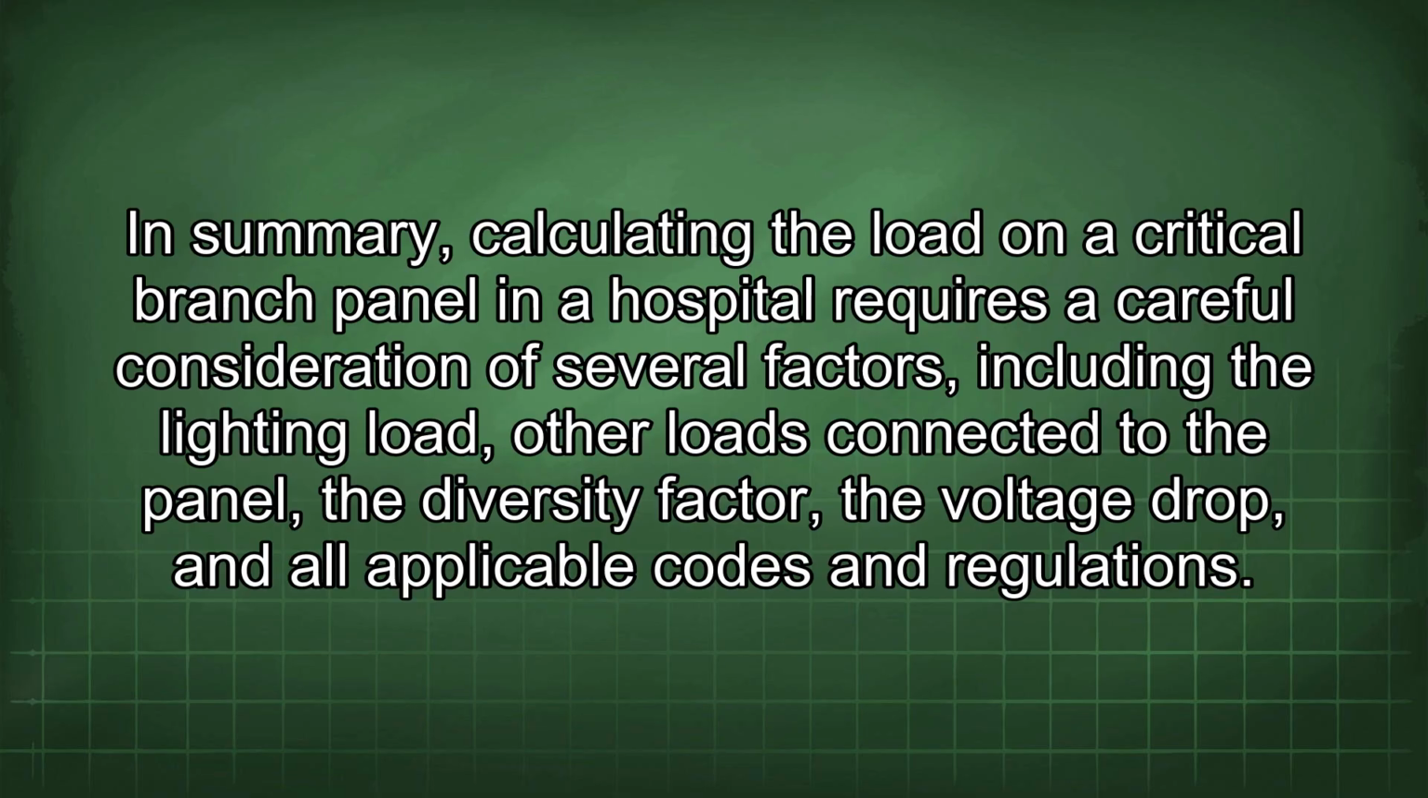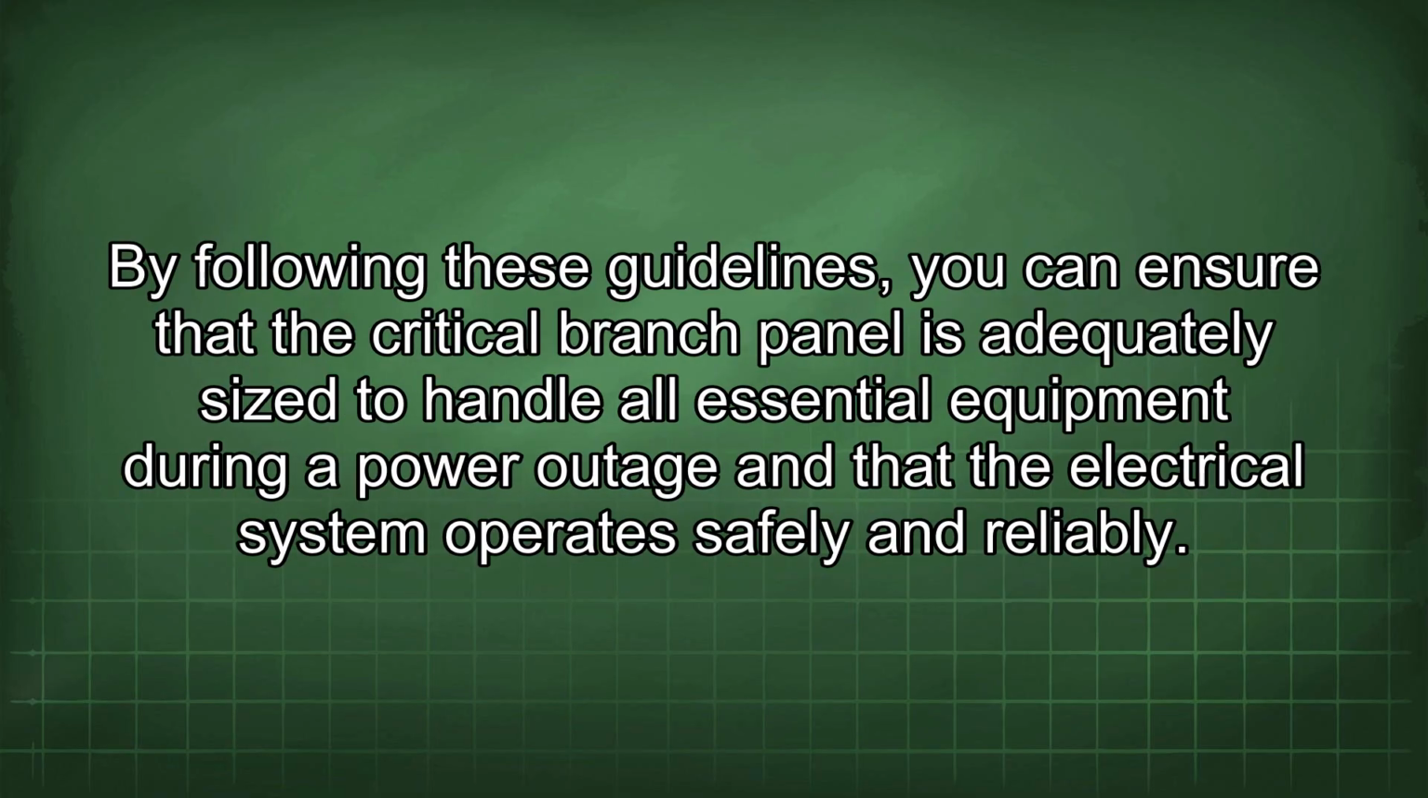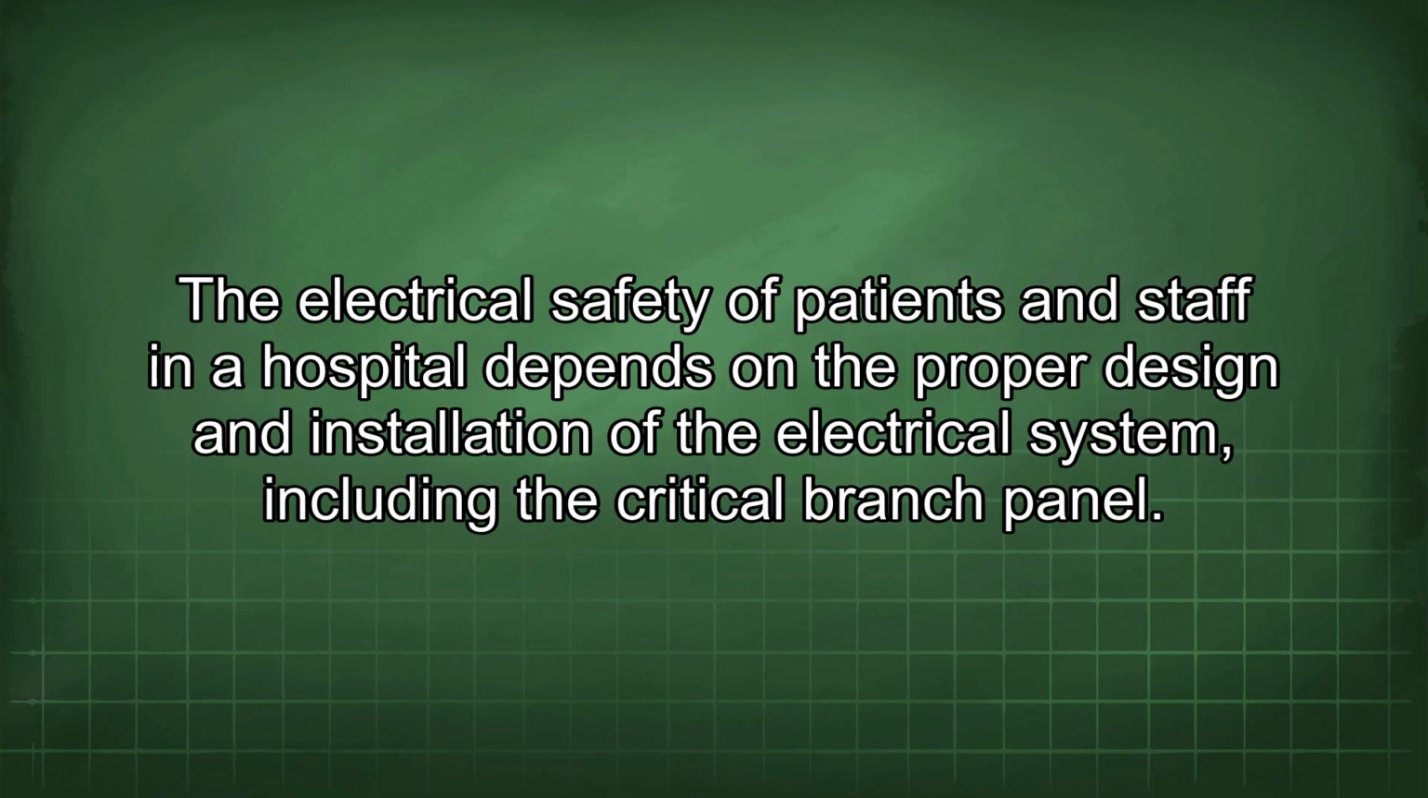In summary, calculating the load on a critical branch panel in a hospital requires a careful consideration of several factors, including the lighting load, other loads connected to the panel, the diversity factor, the voltage drop, and all applicable codes and regulations. By following these guidelines, you can ensure that the critical branch panel is adequately sized to handle all essential equipment during a power outage and that the electrical system operates safely and reliably. The electrical safety of patients and staff in a hospital depends on the proper design and installation of the electrical system, including the critical branch panel.